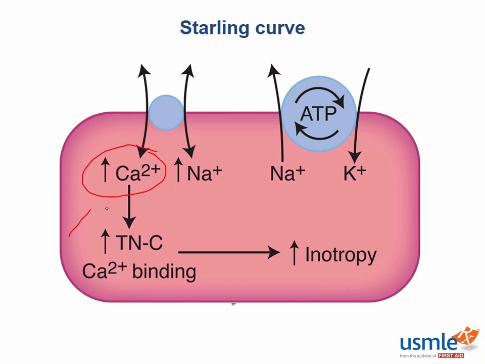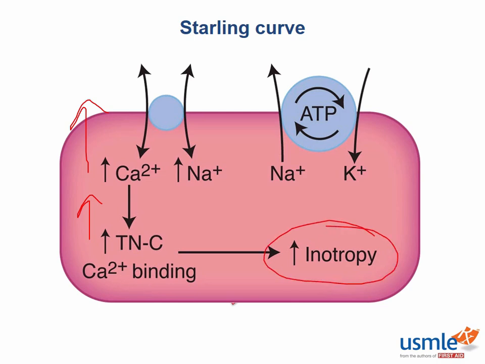This increased calcium results in increased troponin C conformational change, resulting in more tropomyosin available to be bound by myosin. We see an increase in calcium, resulting in an increased binding of troponin C, which increases contractile force in our cardiomyocyte, which is known as inotropy. Inotropy is the concept of contractility. So when we say we have an increase in inotropy, we have an increase in cardiac contractility. We have a decrease in inotropy, we say we have a decrease in cardiac contractility.